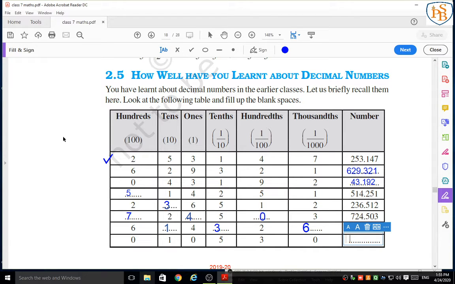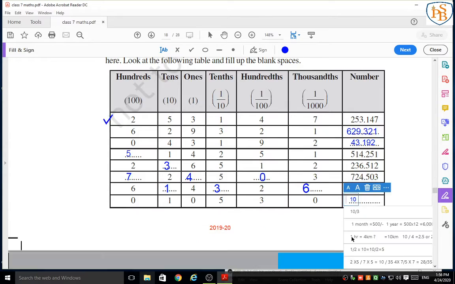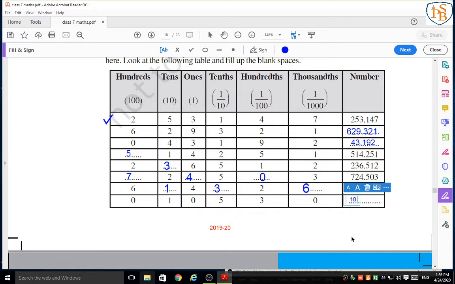So what will be the next? At the hundreds place there is a 0, so it is not necessary to write 0. Already while writing a number we studied that we should not start any number with 0. So the tens place is 1 and the ones place is 0, so I have to write here 1 and 0.530. This will be my number. Okay, do you get this, students?